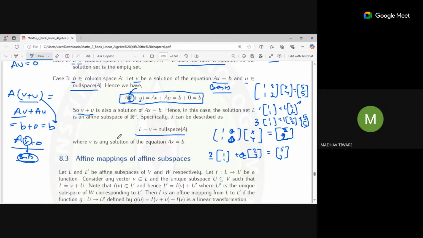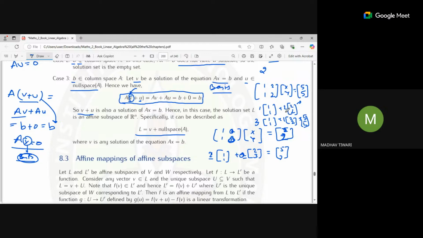Okay, is that clear? So you mean to say that V belongs to the column space of A. So we take any of the vectors from that column space and then add it to a vector in the null space, and we'll get a new solution. This is what you are trying to say. Always. Exactly.